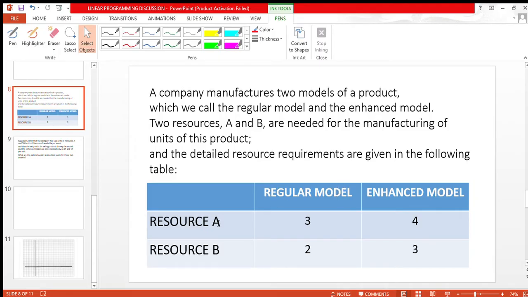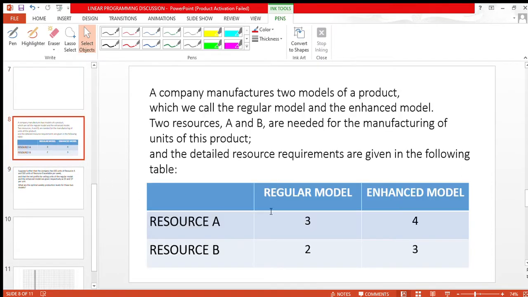We have the regular model. It will need three units of resource A and two units of resource B to be able to create one unit of the regular model. On the other hand, the enhanced model will be needing 4 units of resource A and 7 units of resource B for one unit of an enhanced model.